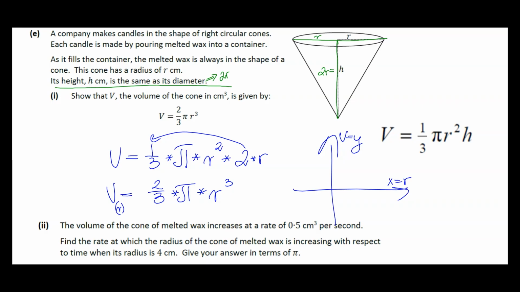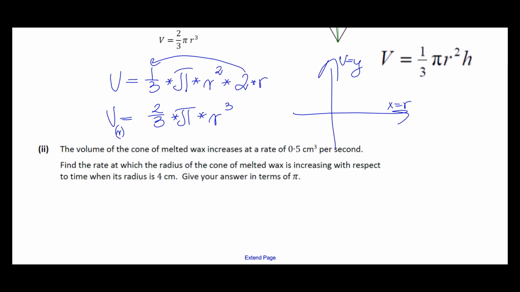Since this is paper 1 and this is what happened, then I know that most likely we're going to have calculus in the next part. And that's what we do. The volume of the cone of melted wax increases at the rate of 0.5 centimeters cubed per second. Usually in paper 1, extremely rarely in paper 2, I'm not saying it will not, but we can see we have a function and now they are giving me a value of a rate. What is the rate? Derivative. So they give me a derivative.